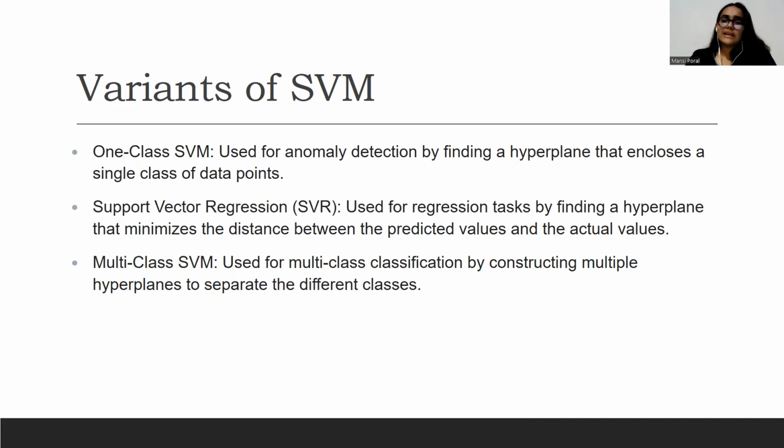So there are different variants of support vector machine. First is the one-class support vector machine, used for anomaly detection by finding the hyperplane that encloses the single class of data inputs. Support vector regression is used for regression tasks by finding the hyperplane that maximizes the distance between predicted value and actual value. The third is multi-class SVM, used for multi-class classification by constructing multiple hyperplanes to separate the different classes.